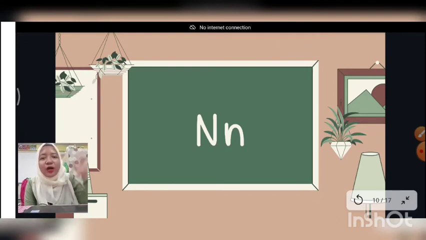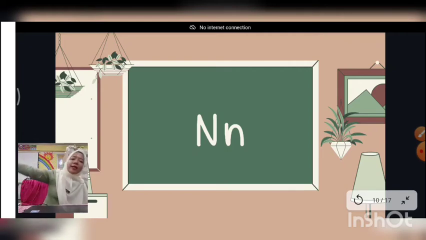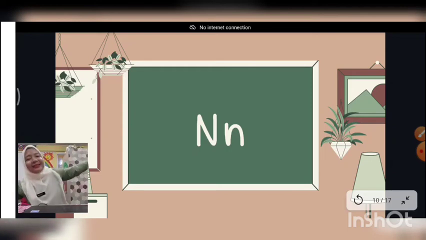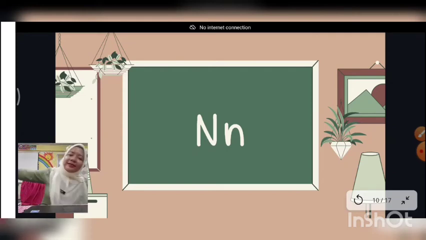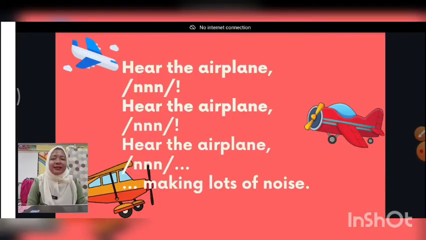Okay, the next letter is N. So how is the action for N? Yes, you open your hand wide like this and then do like the aeroplane, okay? Okay, now let us see the song for the letter N. This is the song for letter N.